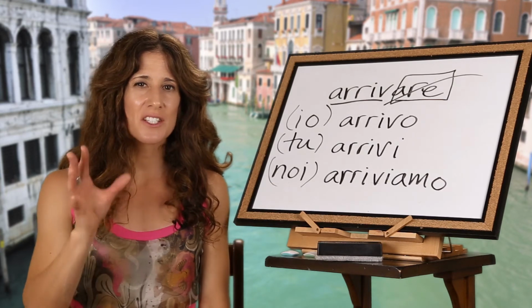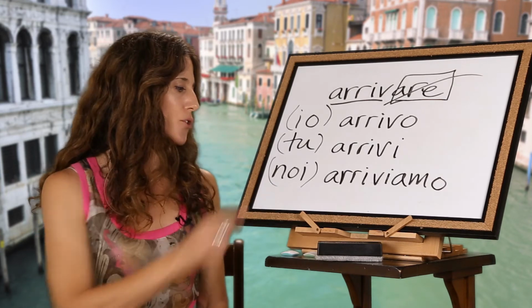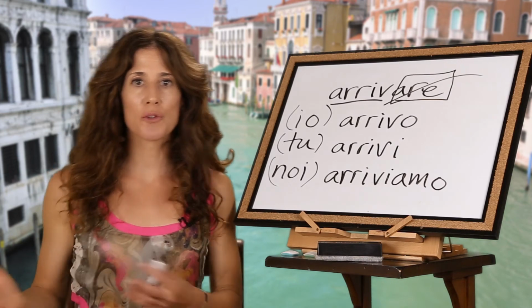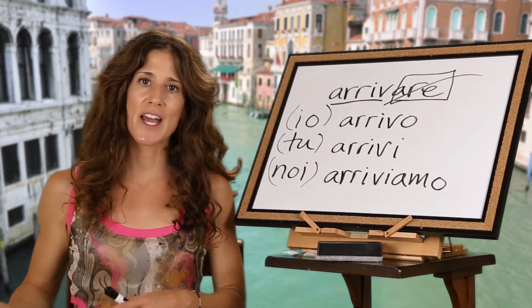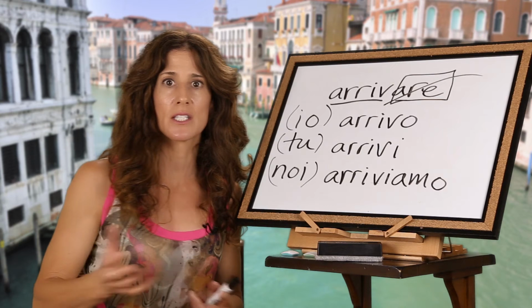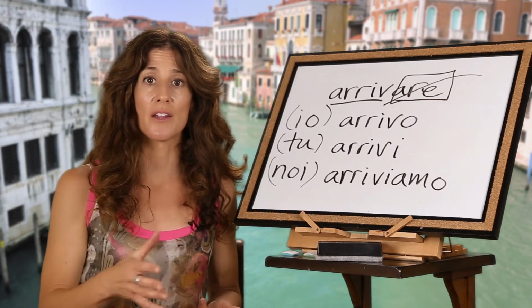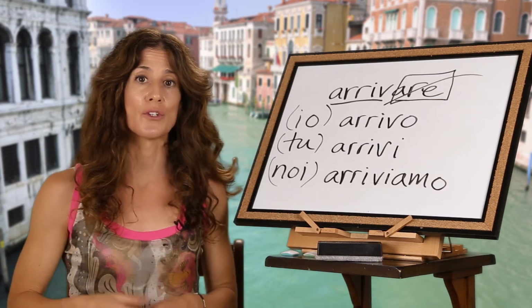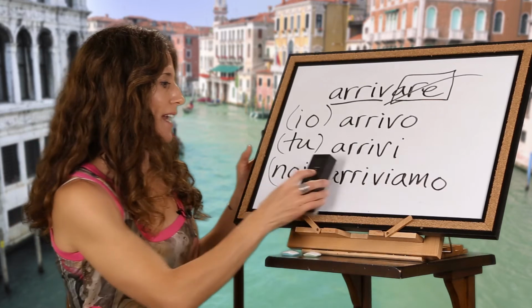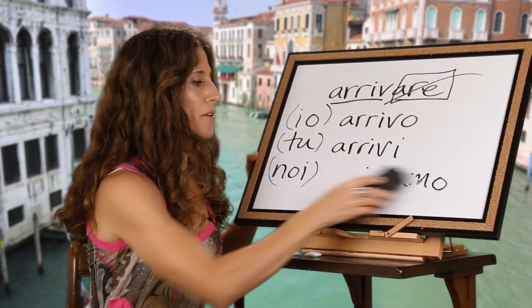Molto bene. And just as a little aside here, if you use the noi form, it can also mean "let's do something." If you say arriviamo, "let's arrive." So that could be the translation that you're wanting to use, okay? Va bene. So we're going to keep these three subject pronouns here.